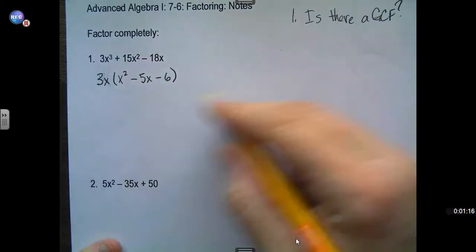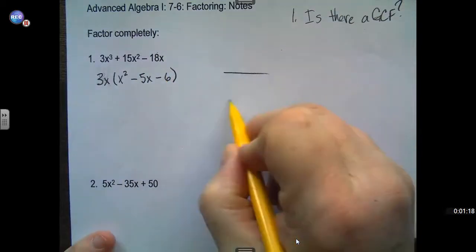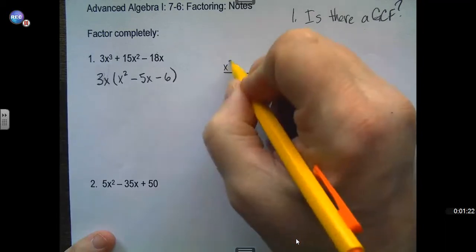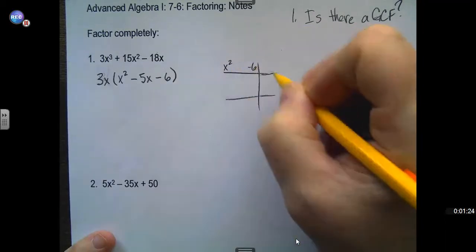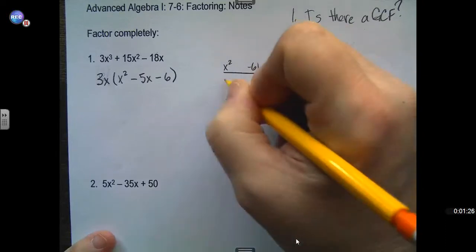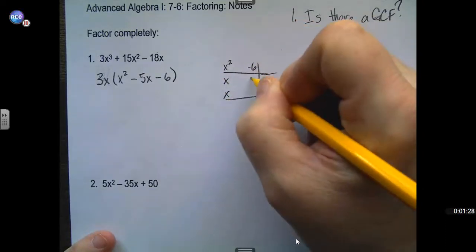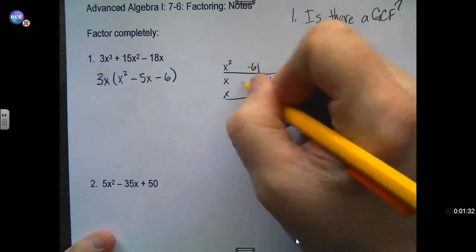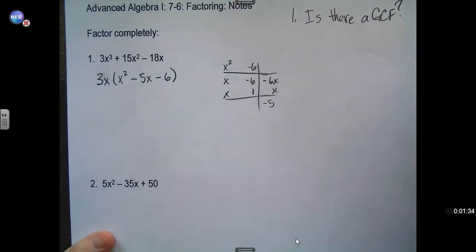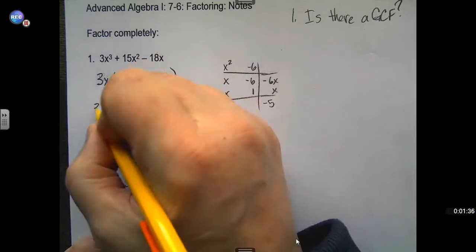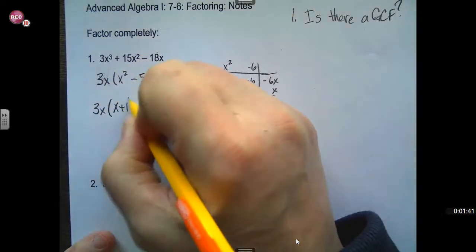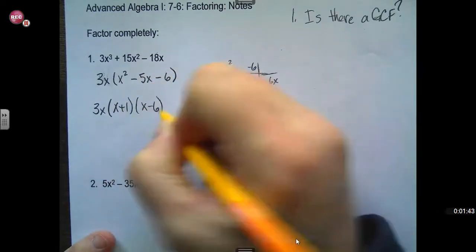And now I have that trinomial that I can go off to the side and put in my factor puzzle. So x squared, negative 6, negative 5. I do believe it's going to be 6 and 1. And I think the 6 has to be negative in order for this to work. So my answer is 3x times the quantity x plus 1 times the quantity x minus 6.